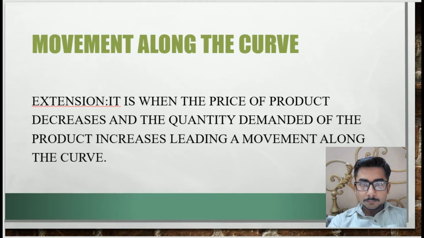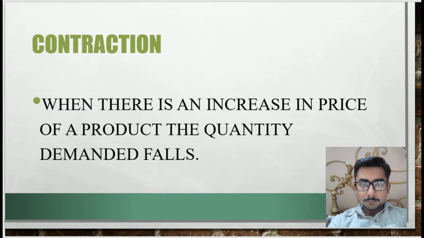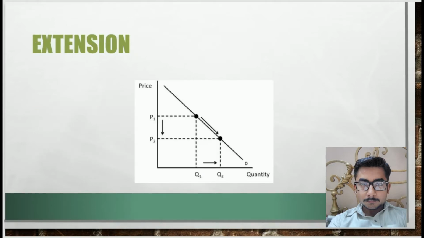Now coming to the graph of extension, see this. The extension of demand. As you can see, the price is being decreased from P1 to P2. The quantity is being increased from Q1 to Q2. There is a movement along the curve from the first point, which is the dot on the screen, and the curve has moved till here. So this is called a movement along the curve or movement on the curve. We will use the term extension when the quantity demanded is increasing.